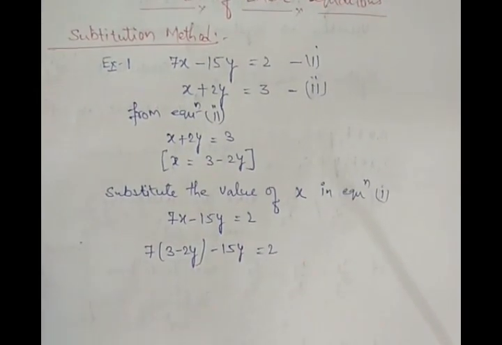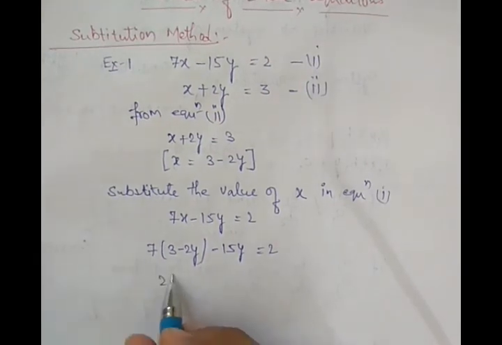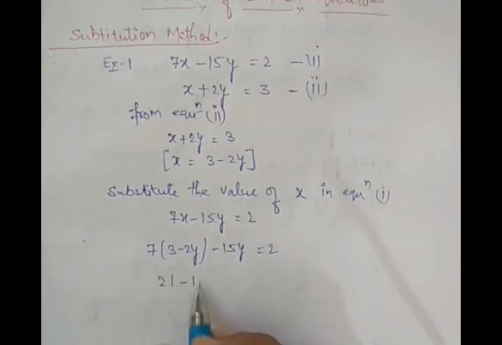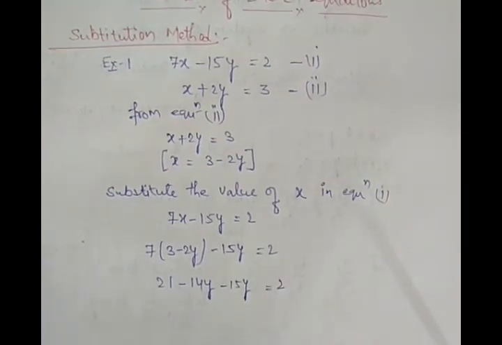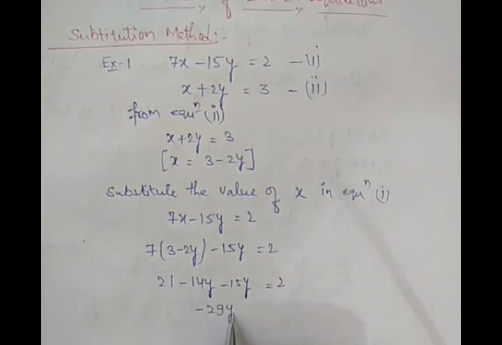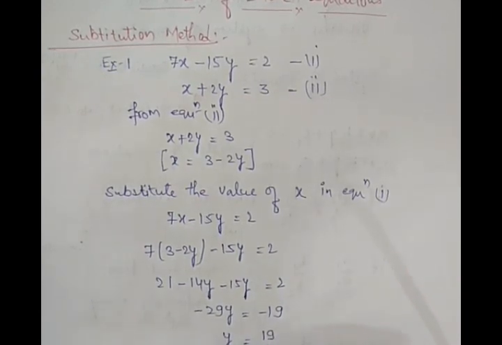Try to simplify this further. It will give you 21 minus 14y minus 15y is equal to 2. On simplifying it further, you will get minus 29y is equal to minus 19, so y will come out as 19 upon 29.